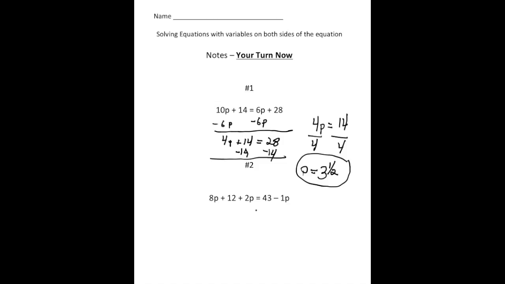There's one step we have to do first before we solve. And notice the left-hand side, we can simplify because we have an 8p and a 2p. So 8p and 2p together add up to 10p. So 10p plus 12 is going to equal 43 minus 1p. So now we have p's on both sides. So I'm going to either take away 10p or add 1p. I think it's easier just to add 1p to both sides.